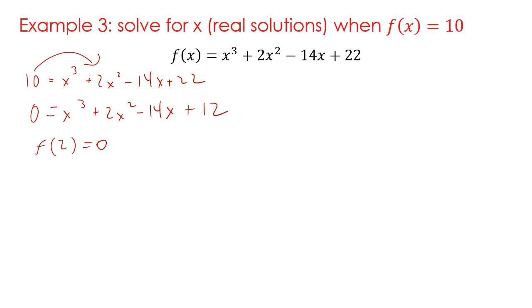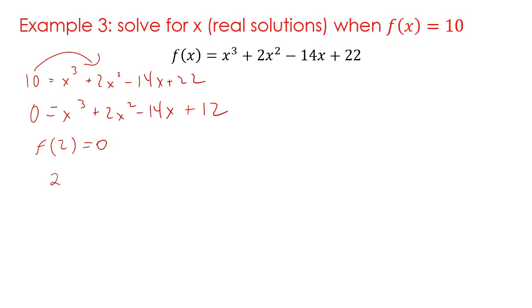Now, since this is asking you to solve, you technically don't need to write this in factored form. You technically don't have to write therefore x minus 2 as a factor. If you want to, you can, but you've already come up with one solution. It's 2.